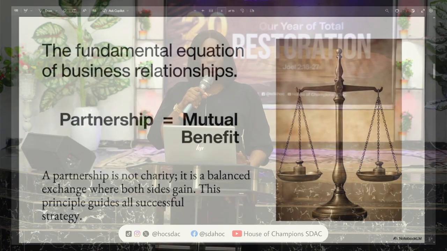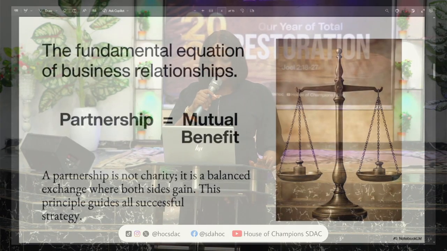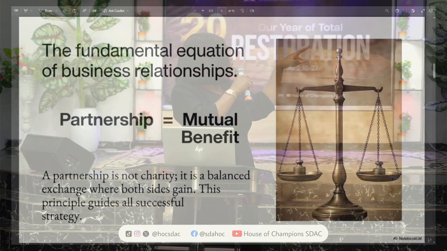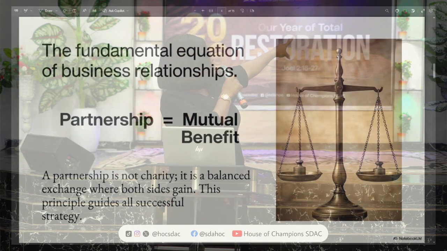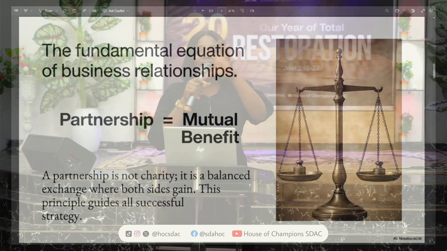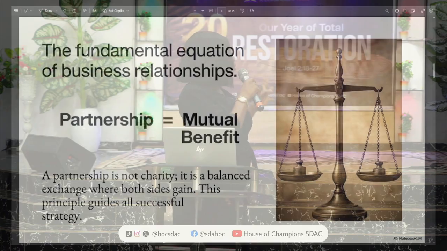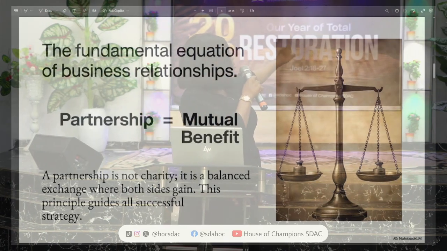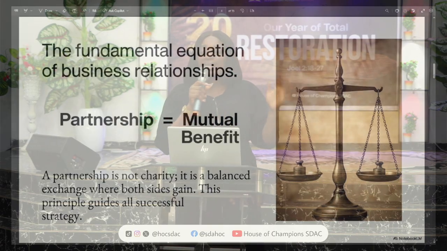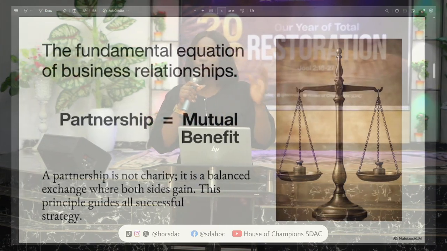So now we're going into the types of partnership. For strategic, okay, so the fundamental equation of business relationships. Sorry, I'm trying to keep to the time and skip a lot of things, but okay. The fundamental equation of business relationship is: partnership equals mutual respect.